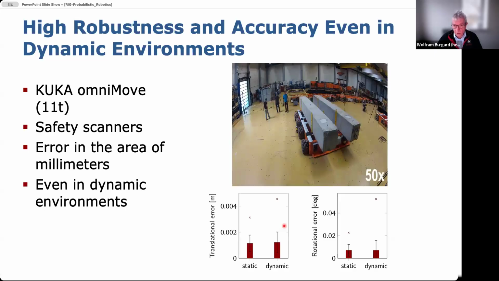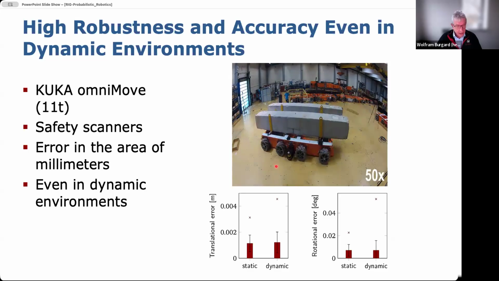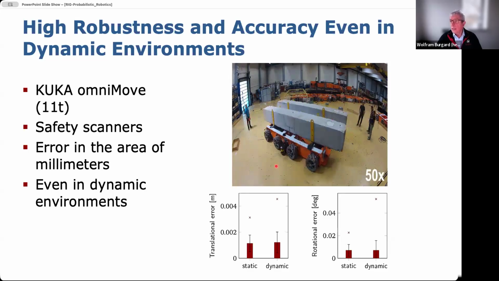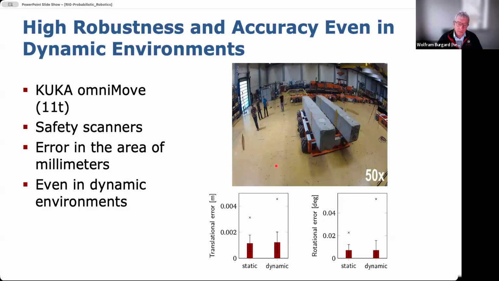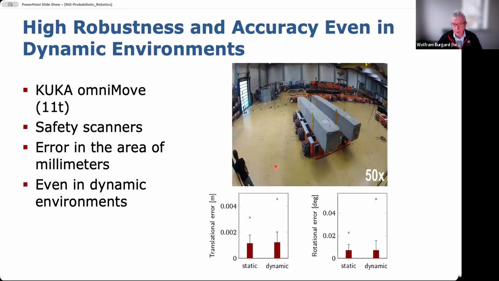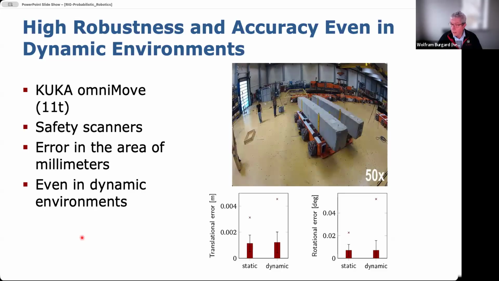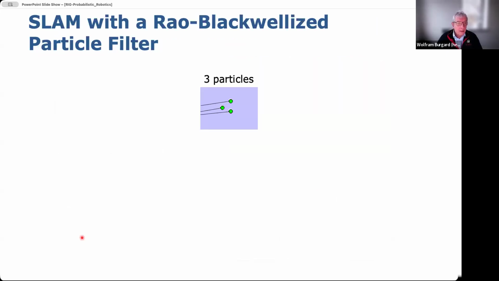It also shows that you can very accurately localize vehicles on shop floors, and the same is true for self-driving cars. In practice, we see that these cars can localize themselves with up to a millimeter accuracy, even in outdoor environments. So this is only localization, but you can do the same thing with mapping.